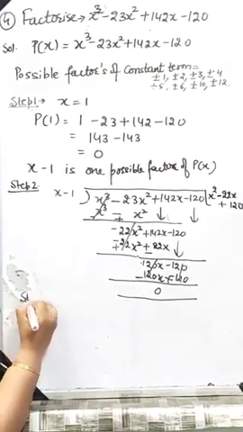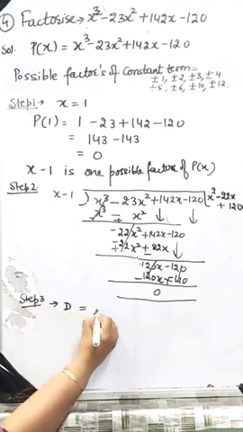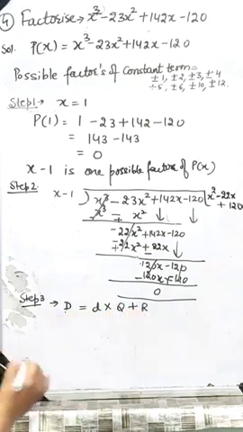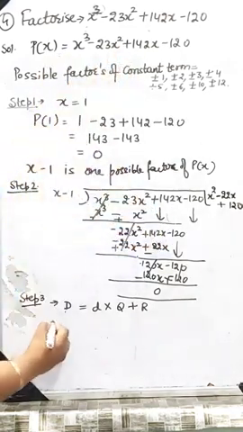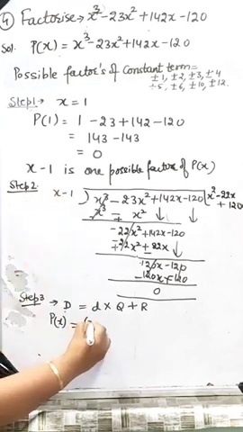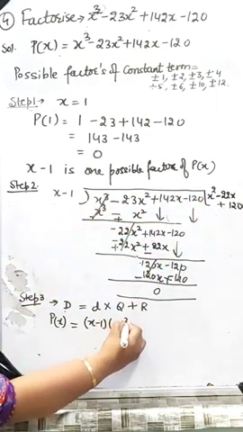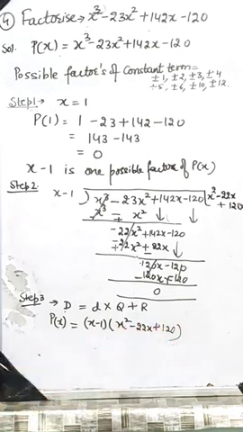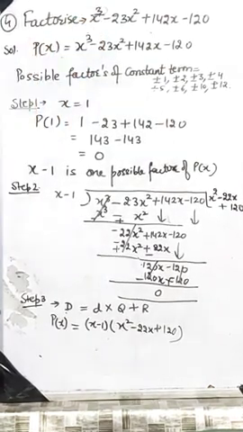Now in step 3, we have to write the dividend formula, and we know that dividend equals divisor into quotient plus remainder. Here the dividend is this polynomial p of x. Now write p of x in place of dividend, the divisor is x minus 1, and the quotient is x square minus 22x plus 120. As we know that the given polynomial is cubic, we have to find 3 factors of it.